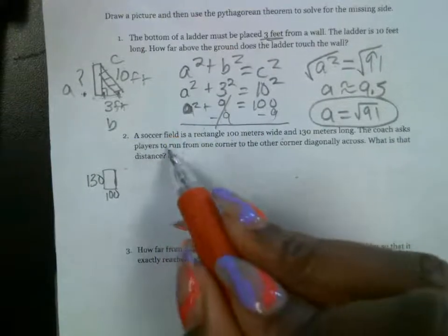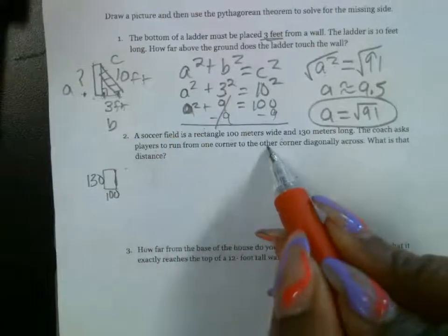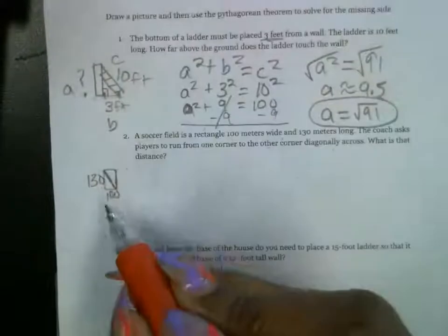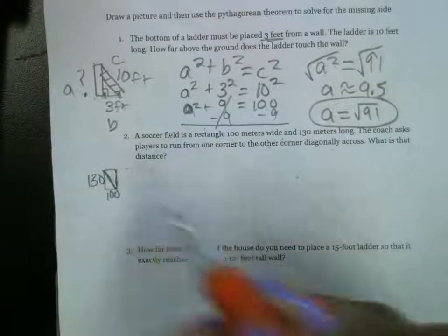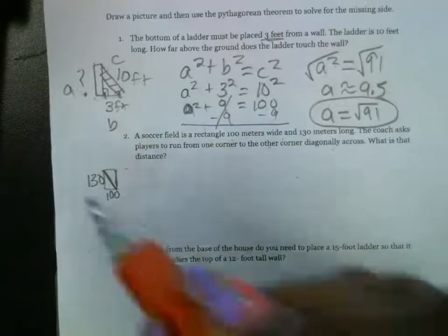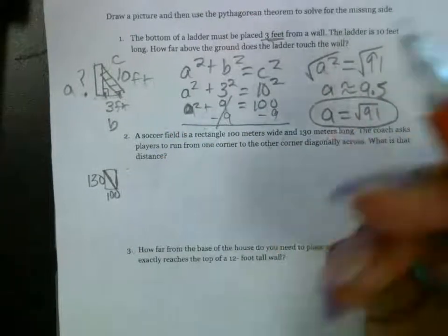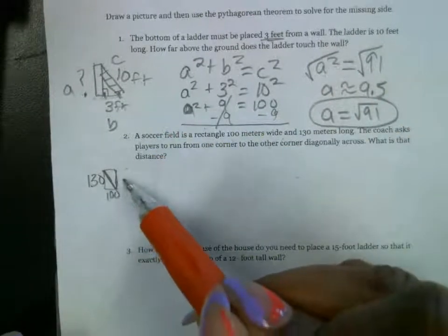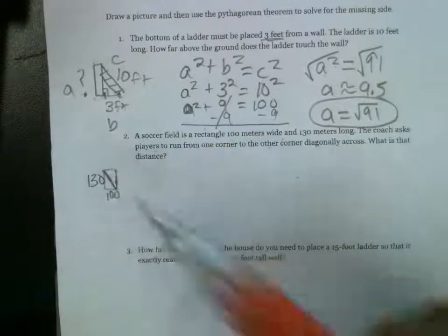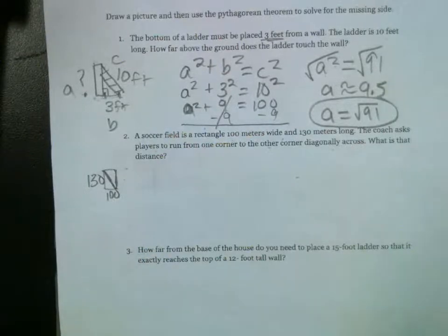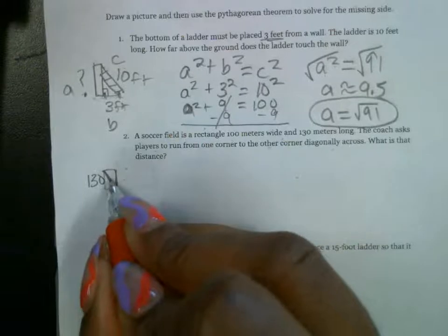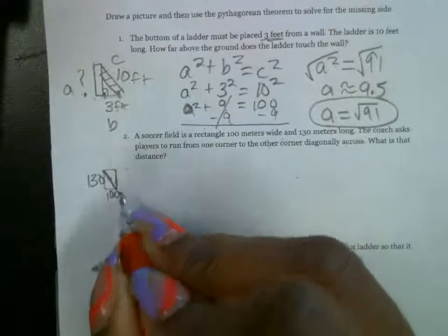The coach asks the players to run from one corner to the other corner diagonally. So it doesn't matter which corner, it's still going to be the same. So I'm going to draw from this corner to that corner because it needs to be a diagonal. You can either draw this way or the other way. It doesn't matter because if this side is 130, this is 130. If this is 100, then this is 100 because it's a rectangle. So now you need to figure out what the diagonal is, okay?